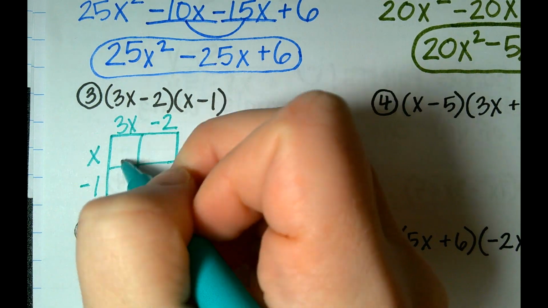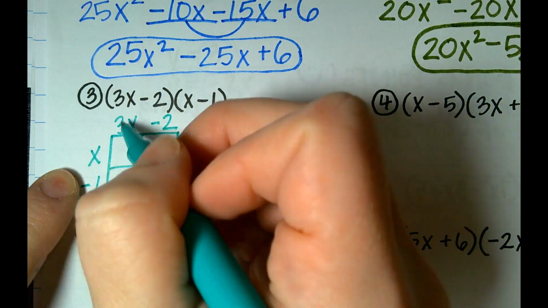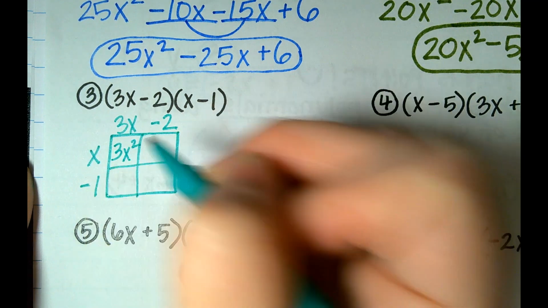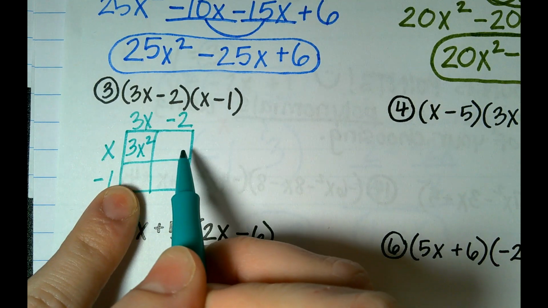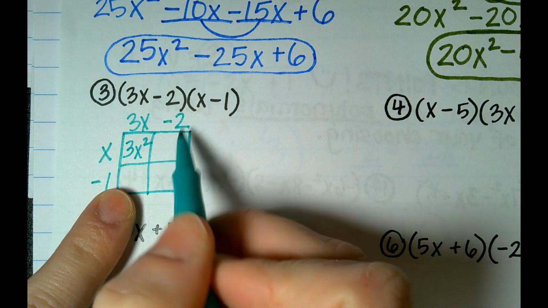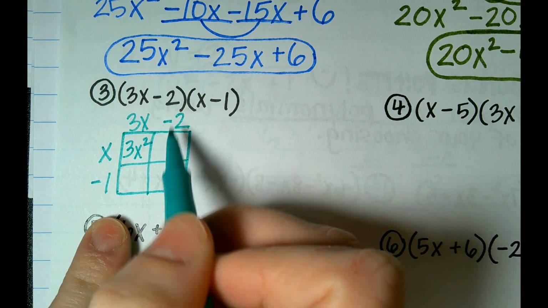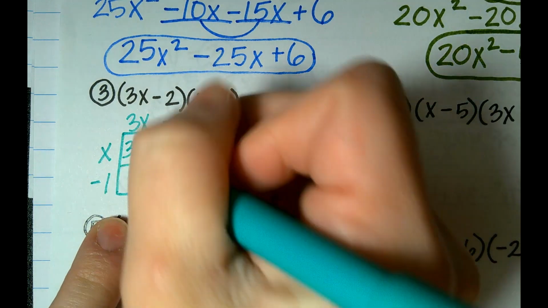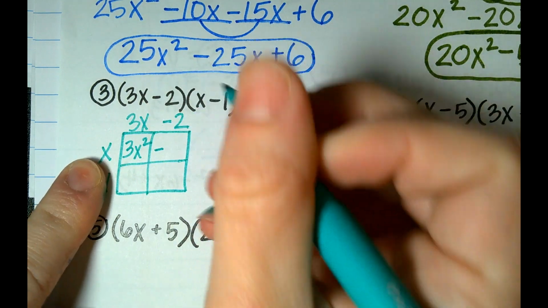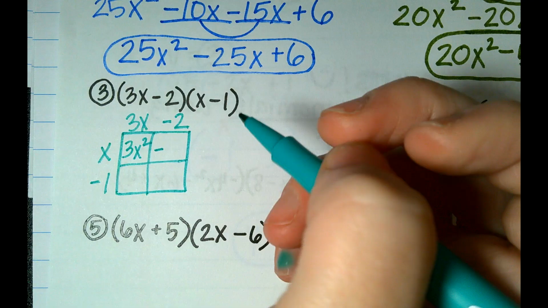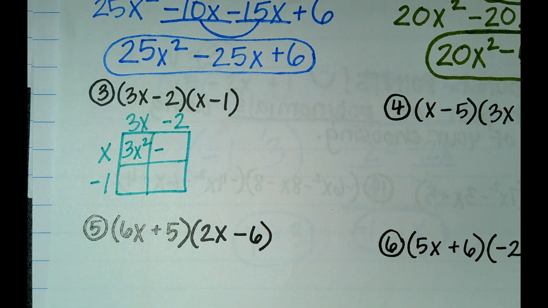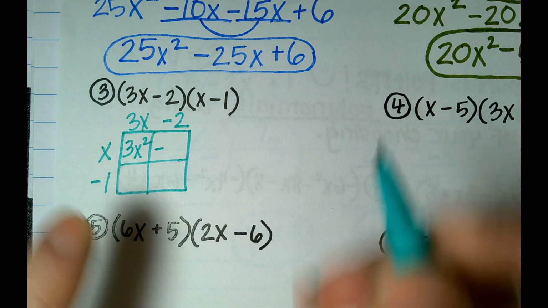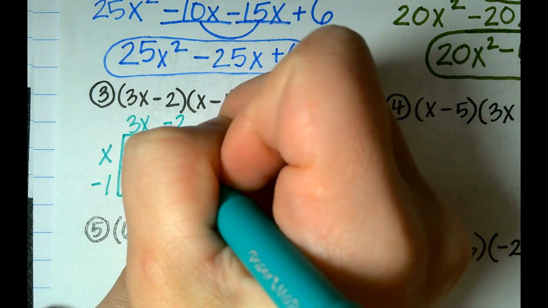Yes, 3x and x. So what is 3x times x? 3x squared. Now the next box lines up with negative 2 and x. What's negative 2 times x? Negative 2, just x. We only change it to x squared if we multiply an x times another x. Since there's only one x, we don't do an x squared. We just keep it x. Negative 2x.